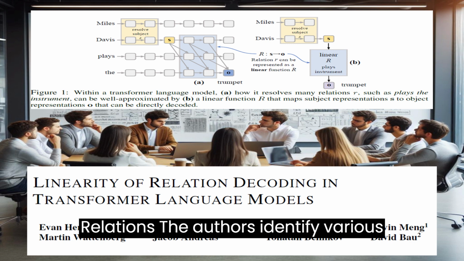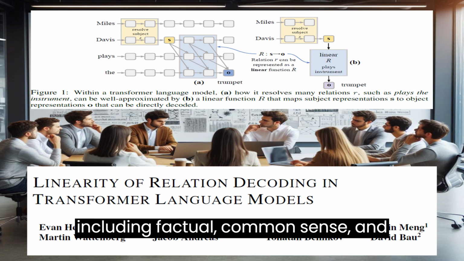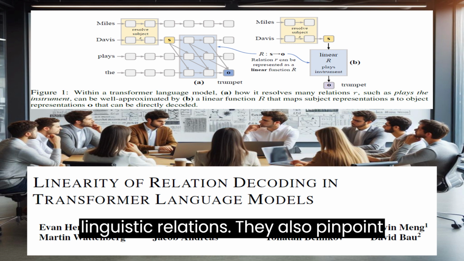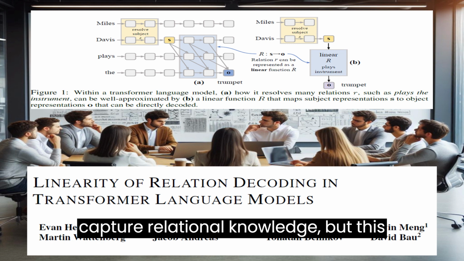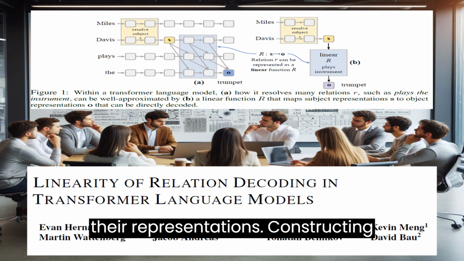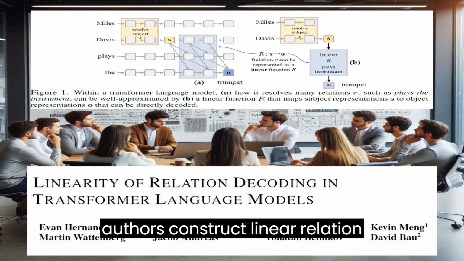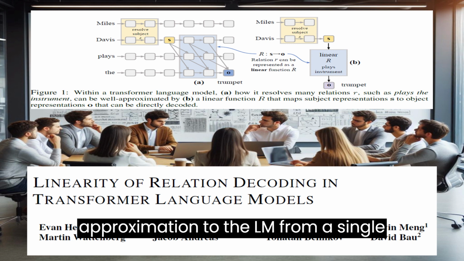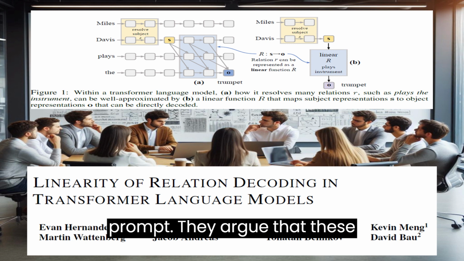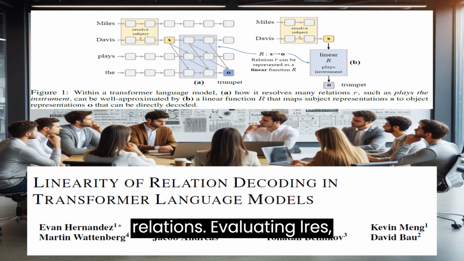Identifying relations. The authors identify various relations in the language models, including factual, common sense, and linguistic relations. They also pinpoint cases where the LM predictions accurately capture relational knowledge, but this knowledge is not linearly encoded in their representations. Constructing linear relation representations. The authors construct linear relation representations by creating a first-order approximation to the LM from a single prompt. They argue that these representations exist for a variety of relations.